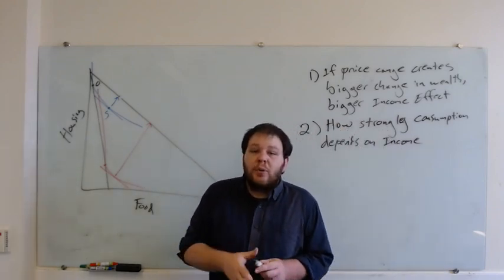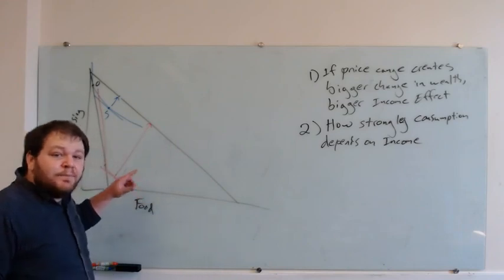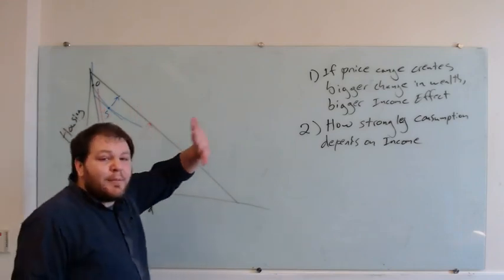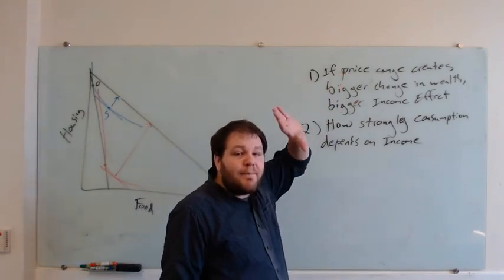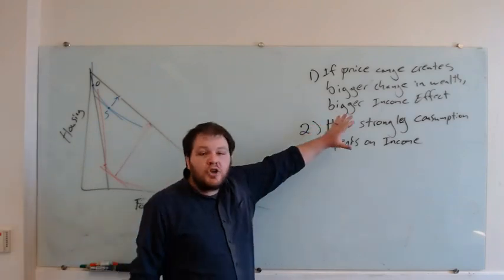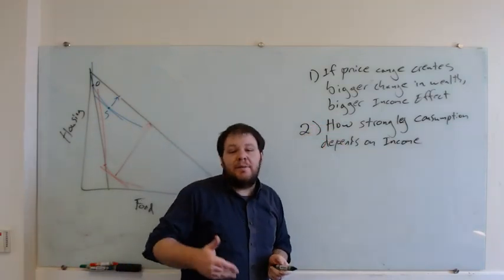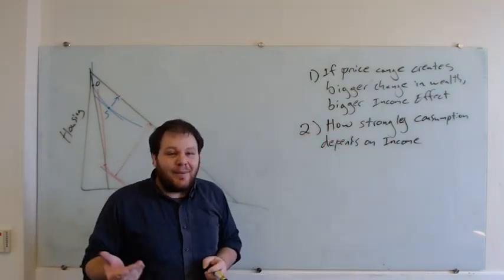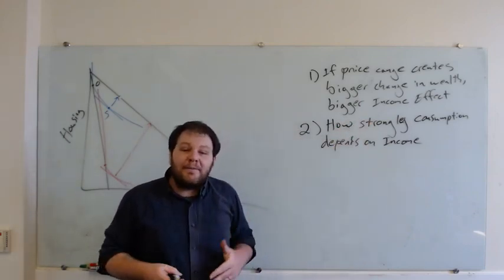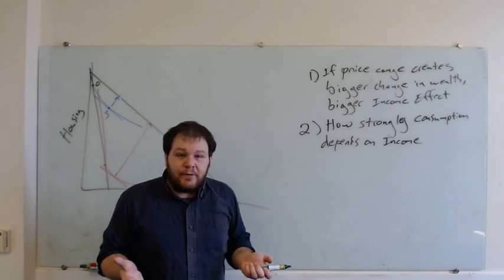Okay, so our substitution effects, the size is going to depend on how curvy our indifference curves are. Our income effects are going to be larger when we have a big price change on a good that we buy a lot of, and they're going to be larger when our consumption of a good depends a lot on our income, right? So they're going to be larger for luxury goods or strongly inferior goods than they will be for necessity goods or weakly inferior goods.